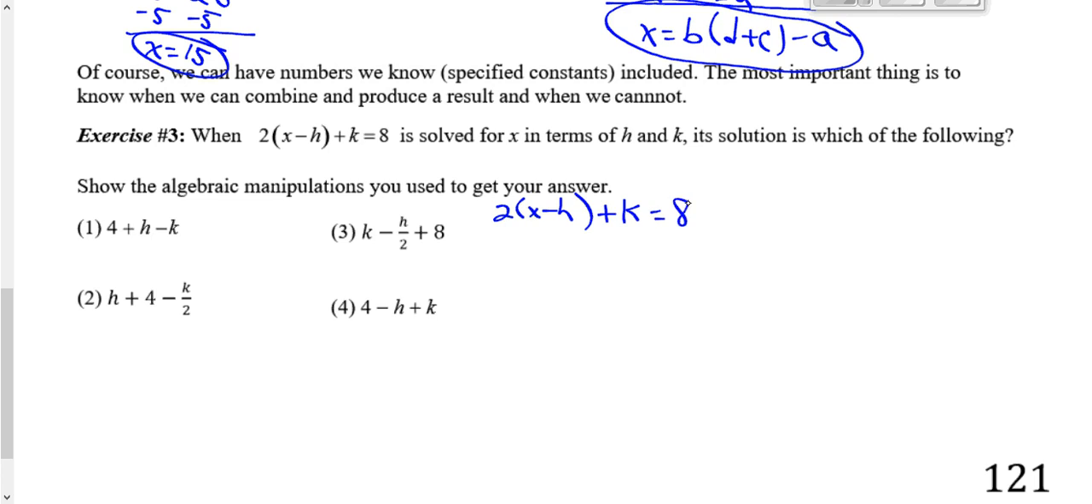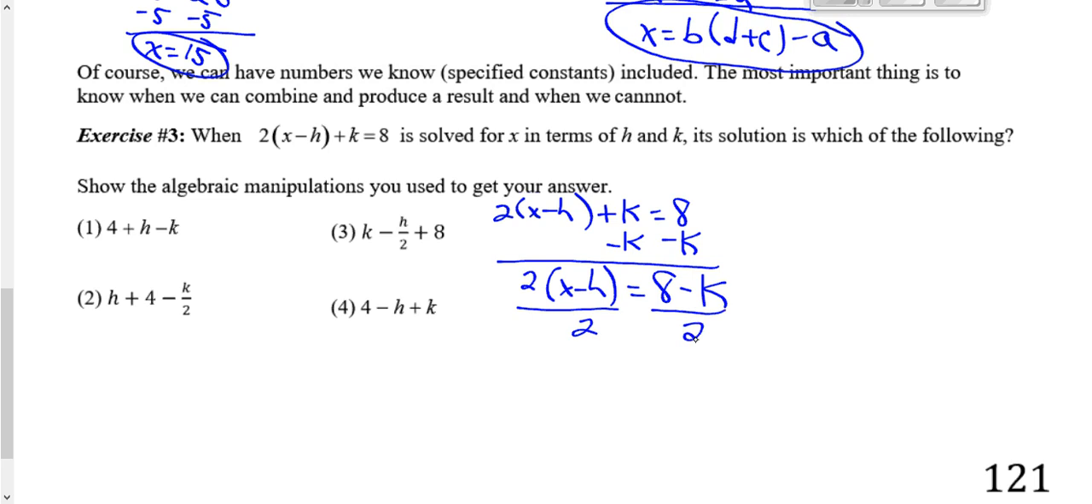What should I do first if I don't want to distribute? Subtract the k from both sides. So we have 2 times the quantity x minus h equals 8 minus whatever k ends up being, right? Just leave it like that. And what would I do now if I don't want to distribute? Let's divide both sides by 2. So what does that leave us with? 8 minus k over 2.